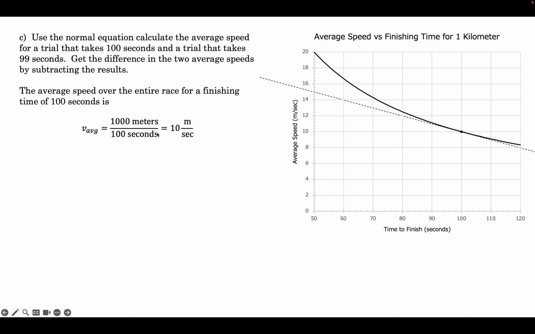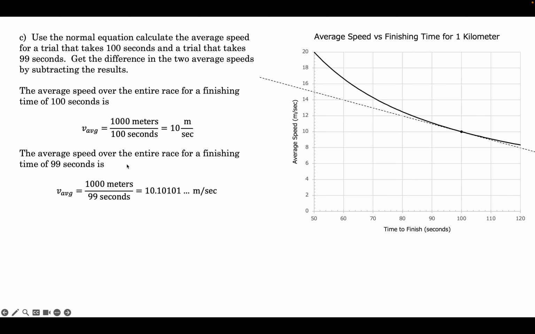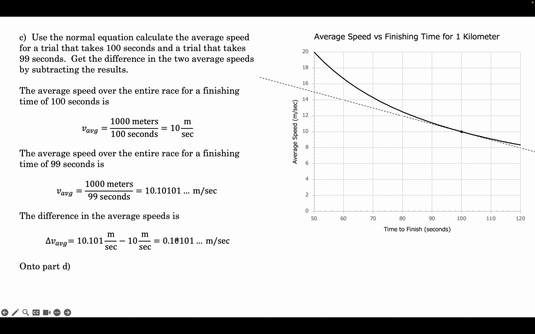If it takes you 100 seconds to go 1,000 meters, your average speed is 10 meters per second. If it takes you 99 seconds, your average speed is 10.10101010, etc. So the difference exactly is 0.10101, and our estimate from the tangent line was 0.1. So a little bit different, as expected. Now we're going to part D.